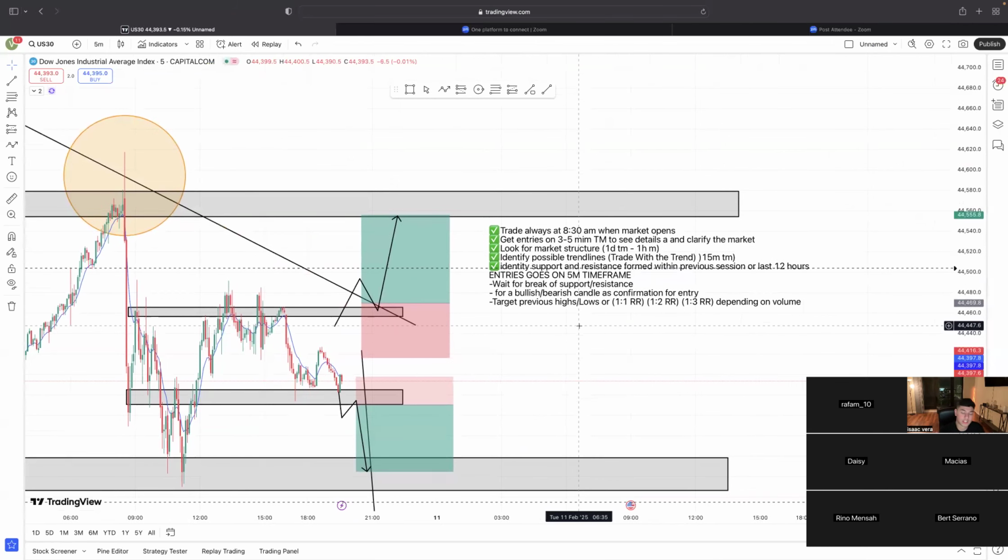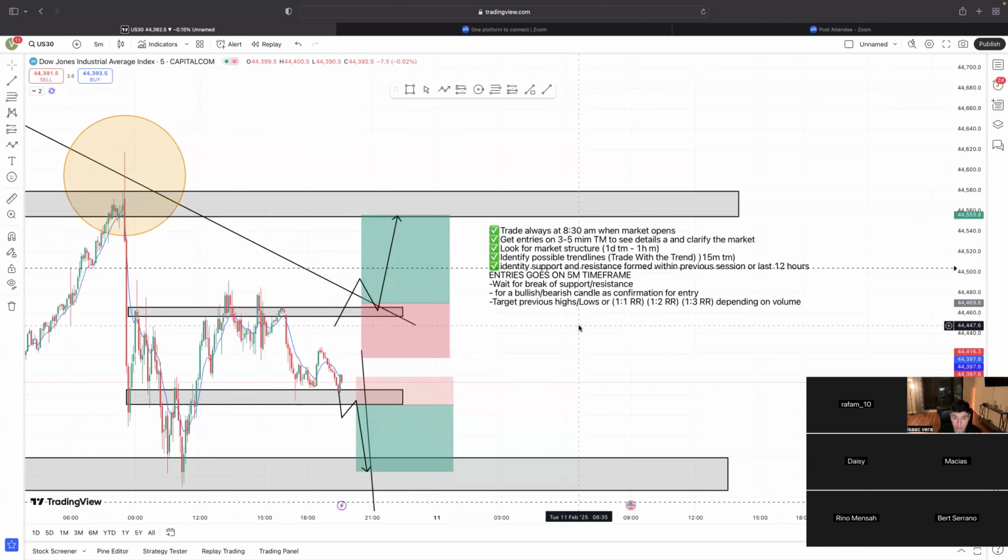I always trade at 8:30 a.m. when the market opens. Why? Because we are trading US 30. Again, US 30 are the 30 blue chip companies that compose the United States economy. So if we are trading the 30 companies of the US that compose the United States economy, we are going to trade on the New York session. And when the New York Stock Exchange opens at 8:30 a.m., that's when we jump into the trade, because we have a lot of investors placing buys and placing sells, and that's when we have the most volume.